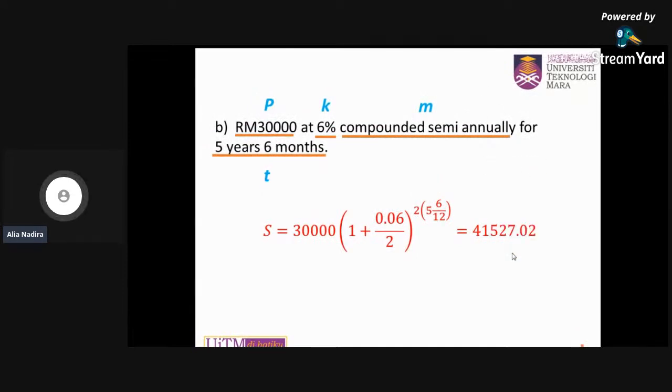Okay, same goes for this one. P is 30,000. K is 6%, compounded semi-annually for 5 years and 6 months. So you just substitute into the formula, and then you will get the answer.